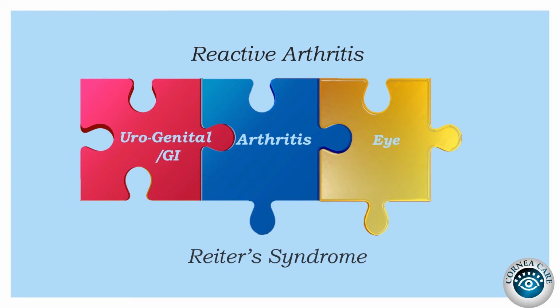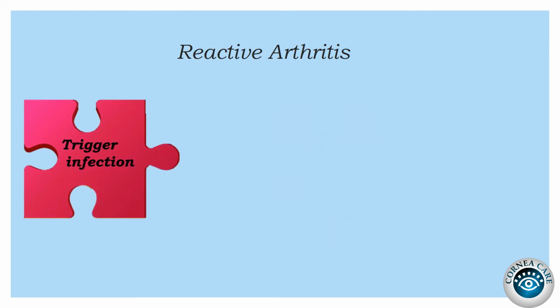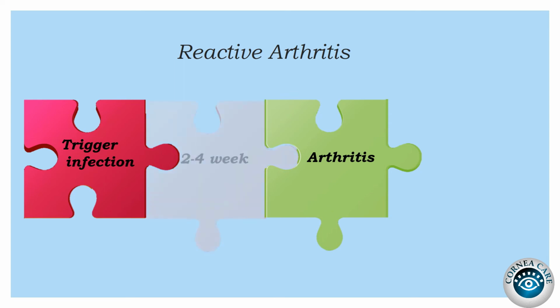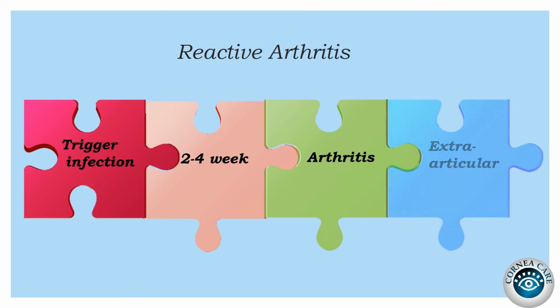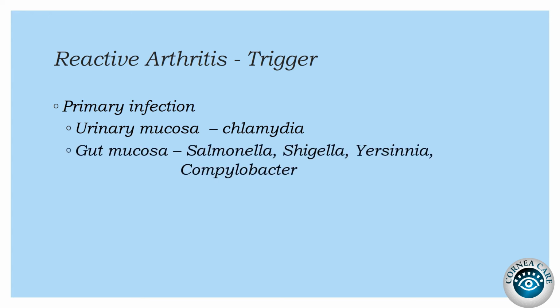In reactive arthritis, as the name suggests, the joints react to a primary infection at a different site. It is the result of an aberrant autoimmune reaction. Usually there is a gap of 2 to 4 weeks between these. Extraocular manifestations are very common. Urogenital infection is the most common trigger, which is usually due to chlamydia. Next is gut infection by some gram-negative bacteria, and very rarely respiratory infection can be the trigger.